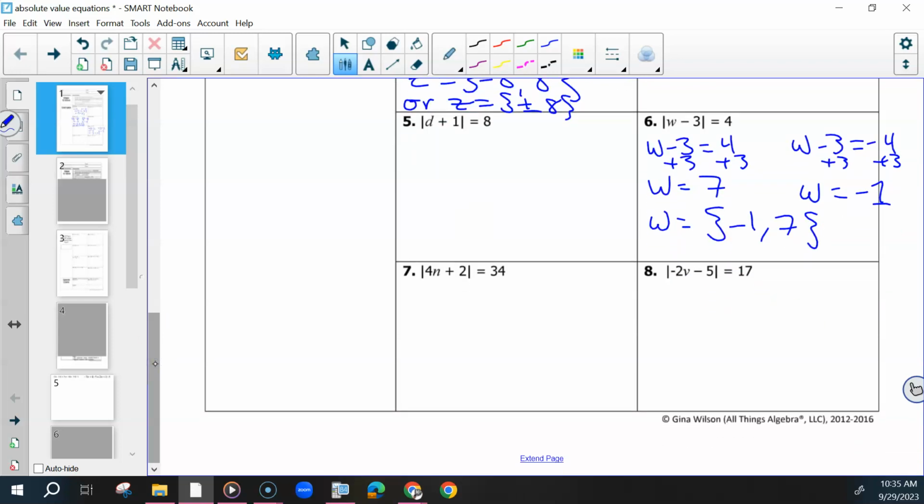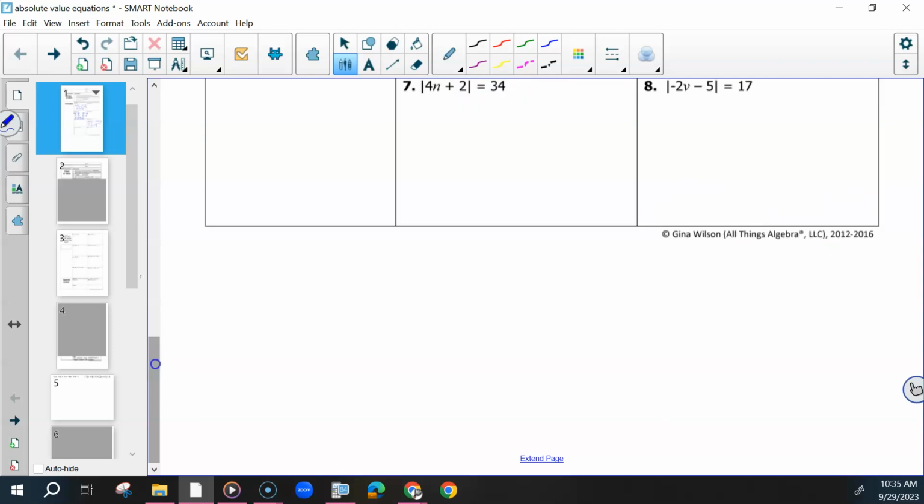And then let's do 7 or 8. I'll let you guys choose. 8. Okay. So for 8, same rules. There's nothing outside of the absolute value bars. Drop them. Set it equal to a positive 17 and a negative 17.